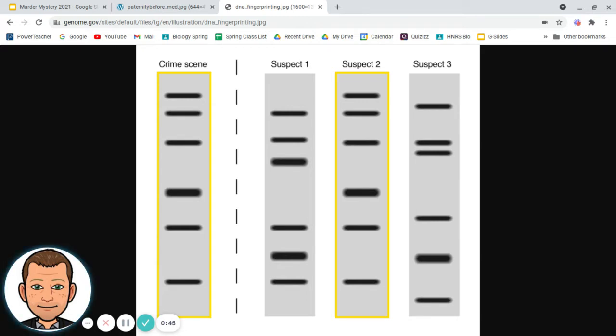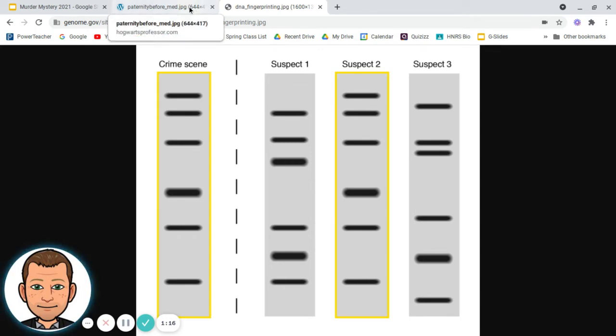Now, there's a little bit more that you can tell from this that they don't tell you about in the video. If you look at suspect 1 here, he also has a banding pattern that matches both the crime scene and suspect 2. And another one right here that matches the crime scene and suspect 2, and another one down here, and another one down here. But now not all of his banding patterns match, so he didn't commit the crime, but he could be kin to, related to, suspect number 2. Maybe it's his brother, maybe it's his cousin.